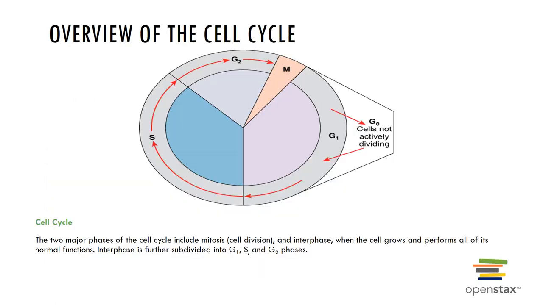Now, the last part of this chapter is the cell cycle. And there's two major phases of the cell cycle. Mitosis, which is cell division, and interphase, when the cell is growing and performing normal functions. Interphase is further subdivided into what we call G1, S, and G2 phases. So, G1 is also called GAP1, and that's where vigorous growth and metabolism is occurring. S is a synthetic phase where DNA replication is occurring. And G2 is preparation for division.